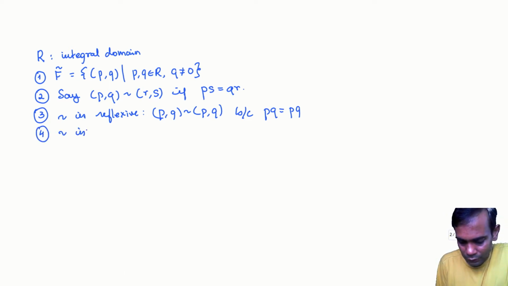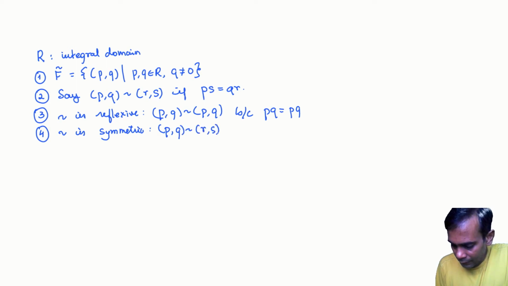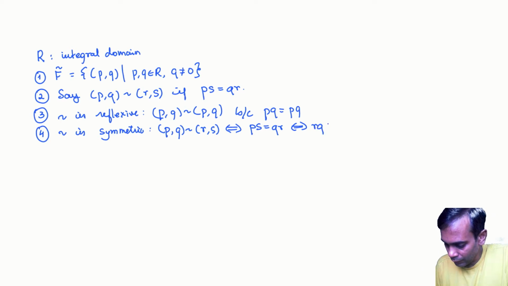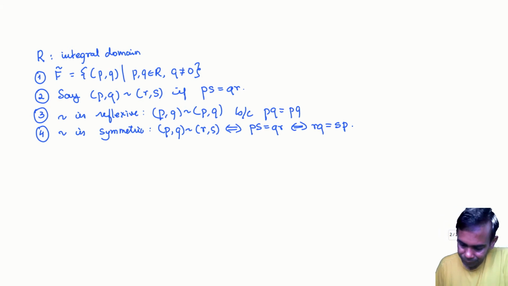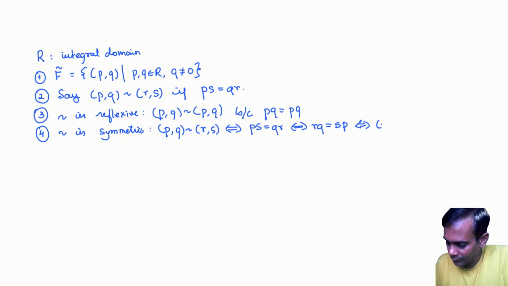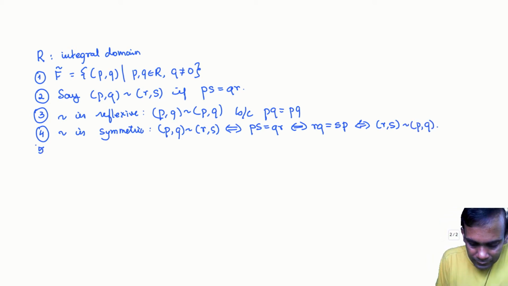And I claim that this is also symmetric, because if (p, q) is related to (r, s), then this is the same as saying that ps is equal to qr, but that's the same as saying that rq is equal to sp. That's because we are in a commutative ring. But this is the same as saying that (r, s) is related to (p, q). Transitivity is a little more involved, but it's not very difficult.